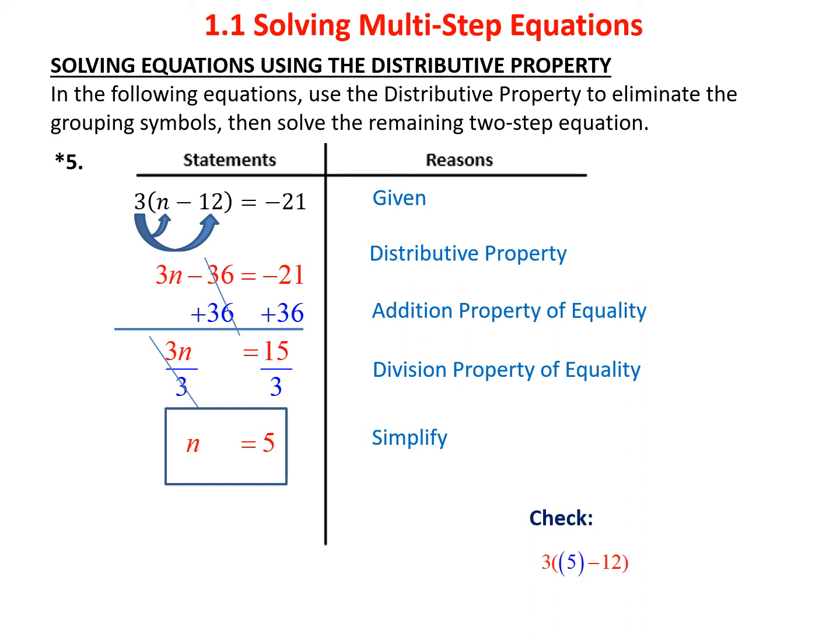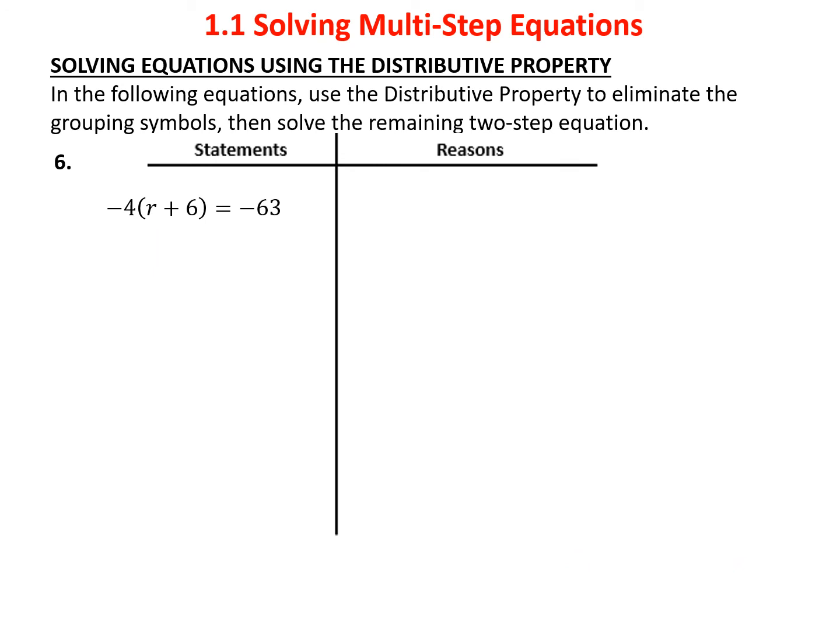I just put the 5 back into the original equation and see whether it equals the minus 21. So 3 times 5 minus 12. Well, 5 minus 12 is minus 7. 3 times minus 7 is negative 21. That's what the original equation said. So we got it right.